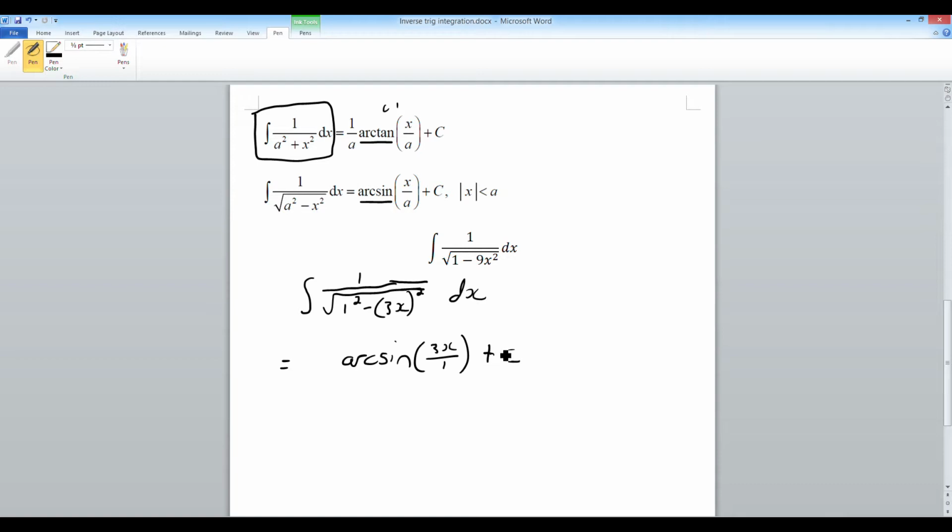But we should not forget that we are reversing the chain rule. So if we reverse the chain rule, I have to find the derivative of what is inside here. The derivative of 3x is 3. So therefore, I have to say the reciprocal is 1 over 3 multiplied with arc sine 3x over 1 plus c. Of course, I can simplify this without the 1. Let's take a look at another example.